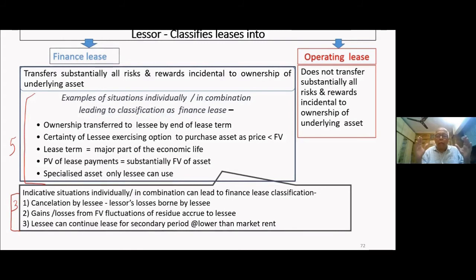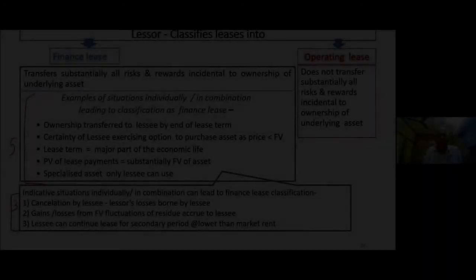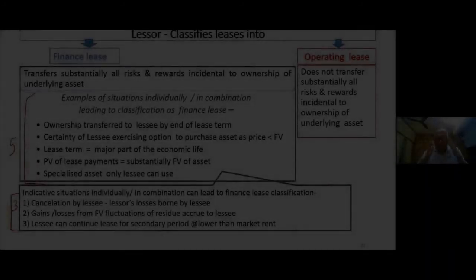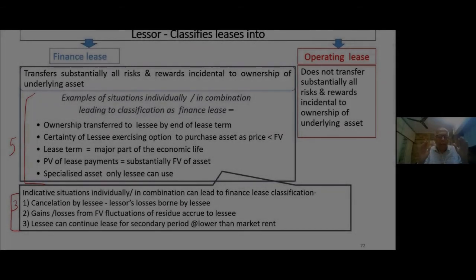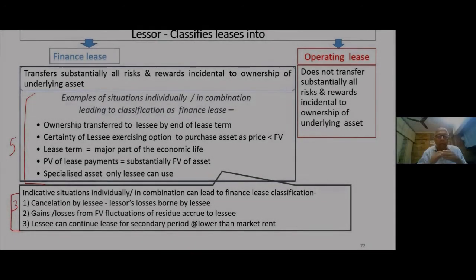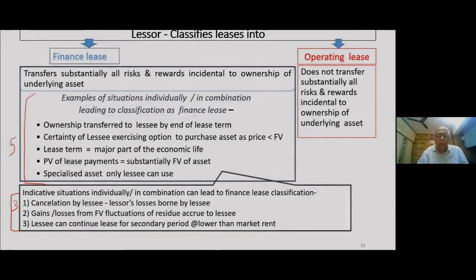When there is a clause that it will be transferred at the end of lease, it means the control of the asset has been handed over for the full useful life. And when it is full useful life, the risk and reward have already gone. So this will be recorded as a sale on day one itself. Similarly, certainty of lessee exercising the option to purchase an asset at a price lower than fair value.